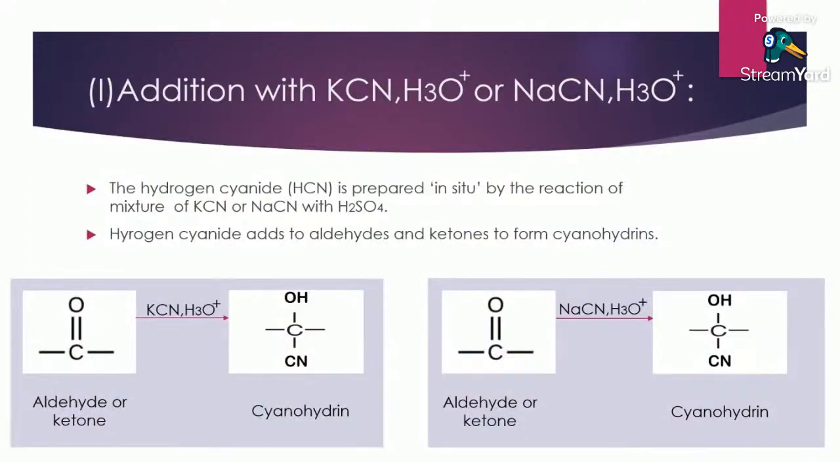Okay, first we go to the addition with KCN/H3O+ or NaCN/H3O+. The hydrogen cyanide HCN is prepared in situ by the reaction of mixture of KCN or NaCN with H2SO4. Hydrogen cyanide adds to the aldehydes and ketones to form cyanohydrins.